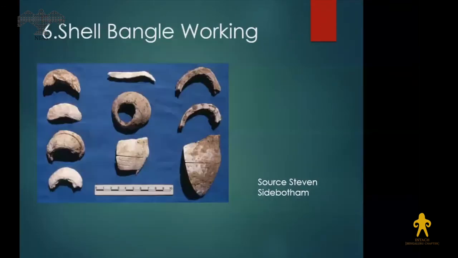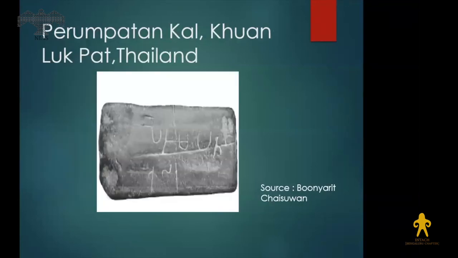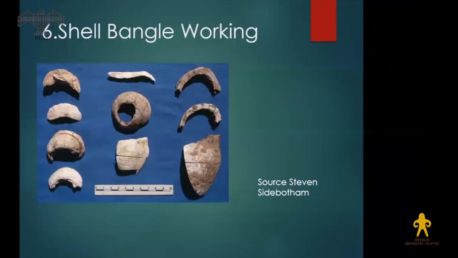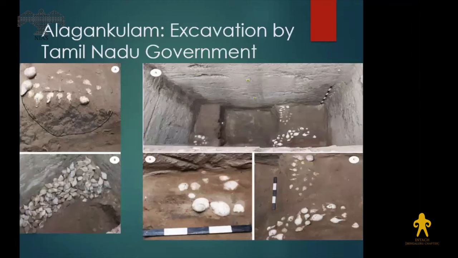And we have evidence of Perumpatan Kal. Patan means goldsmith. This was found in Thailand. And then we have shell bangle. Working people were cutting shell bangle. This is evidence from the site of Adahankulam.